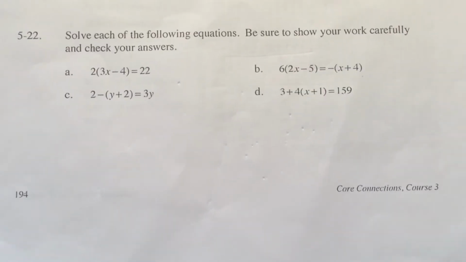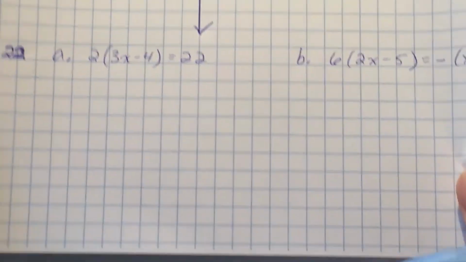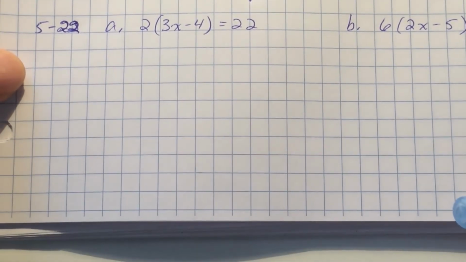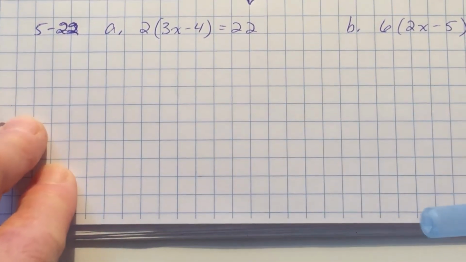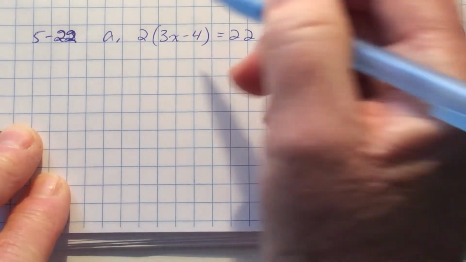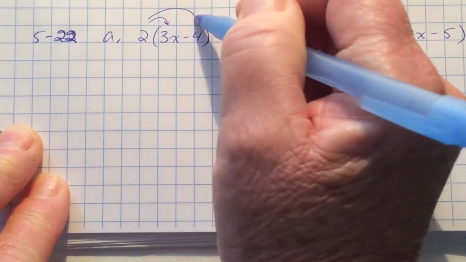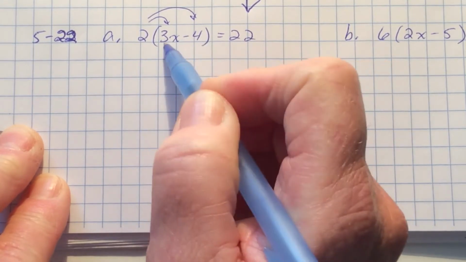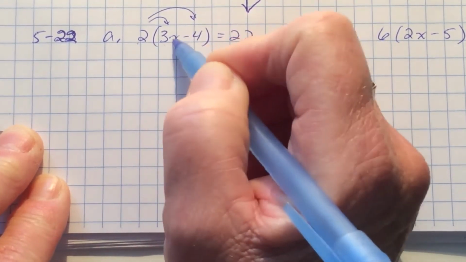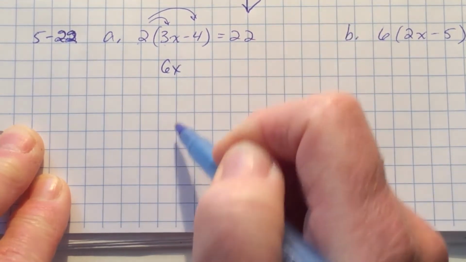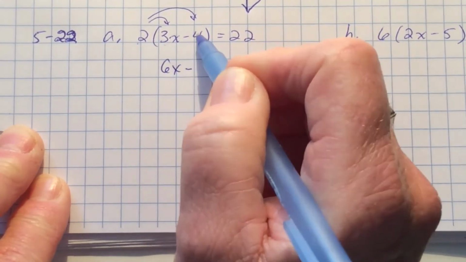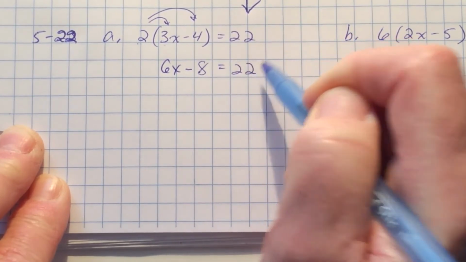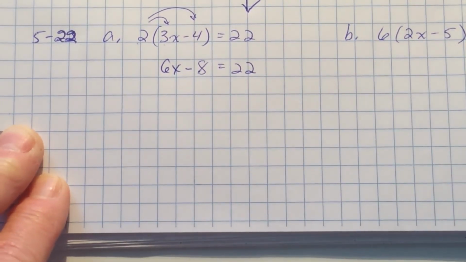So I've copied down the problem onto my graph paper. And step one, we need to get rid of the parentheses. So when you distribute the 2 to the 3x minus 4, if you have two 3x minus 4s, you have two 3x's, which gives me 6x, minus 2 negative 4s is negative 8. Then I copy the 22.